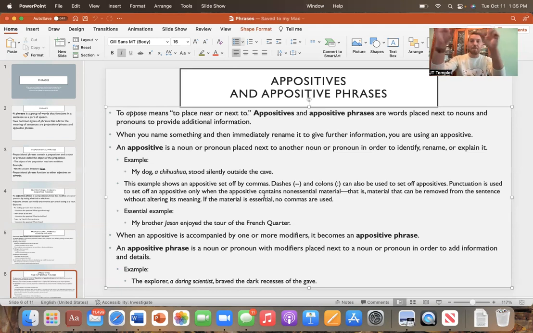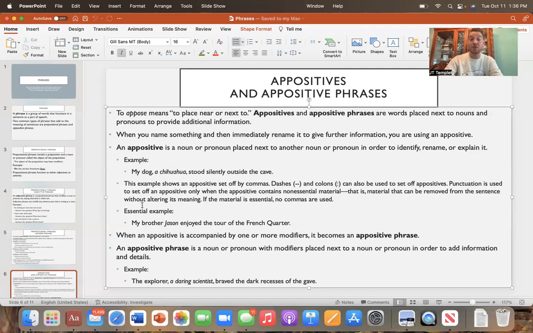Think of this type of punctuation like parentheses right around it, setting it apart. Those commas are used to set off an appositive only when the appositive contains non-essential material. That is, material that can be removed from the sentence without altering its meaning. If the meaning is essential, no commas are used. So for instance, think of these commas around it as handles that you can lift it up. So if I lift out chihuahua with the commas and I just say my dog stood silently outside the cave, my sentence is still making sense, right? I haven't altered the meaning of the sentence. I'm just clarifying what kind of dog my dog is.